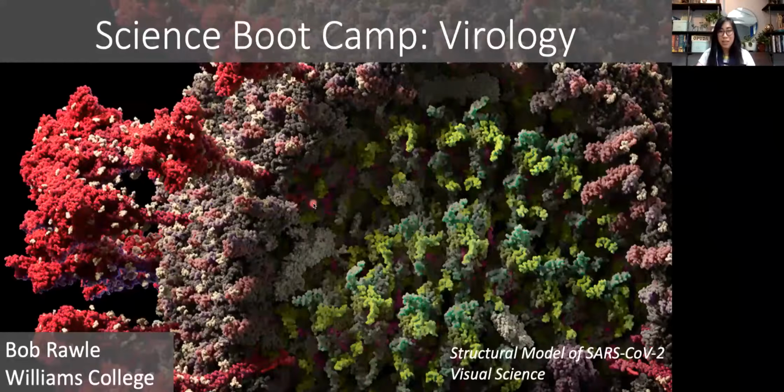Bob then worked as a postdoctoral research scientist at the University of Virginia School of Medicine and as a visiting scholar at Stanford University, where he studied the membrane binding and fusion of influenza and Zika viruses. At Williams College, Bob's research lab studies the biophysical chemistry of viral infection using both wet lab and computational techniques.